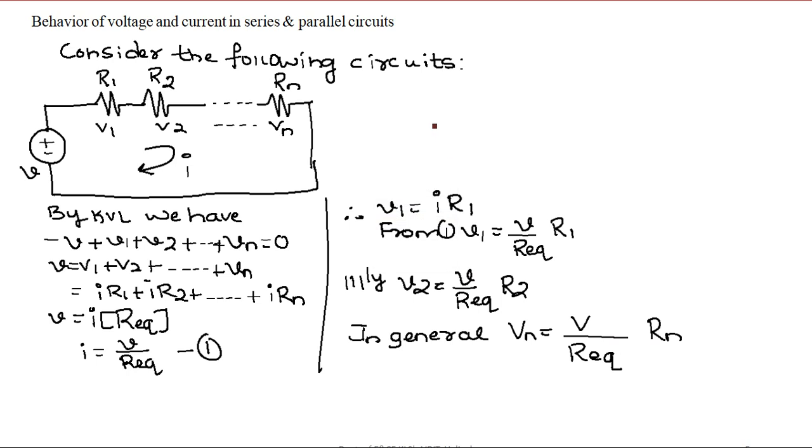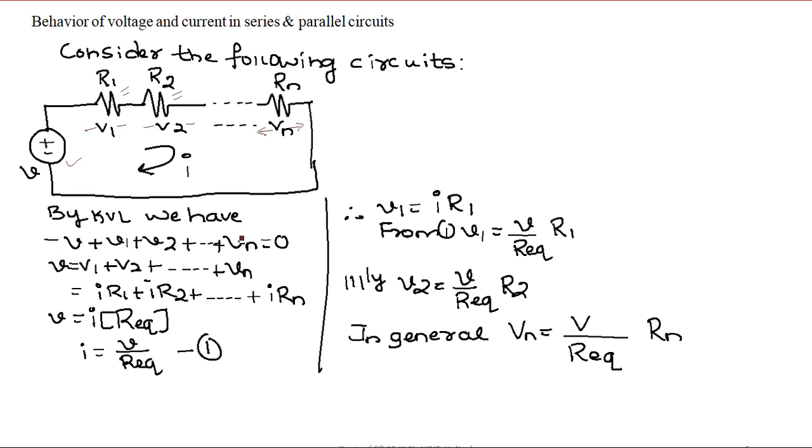Okay. So this is the voltage source that we have, and in series with this we have n number of resistors connected in series. So I have assumed that there is a loop current I flowing in a clockwise direction, and these V1, V2 and up to Vn are the voltage drops across each respective resistor.